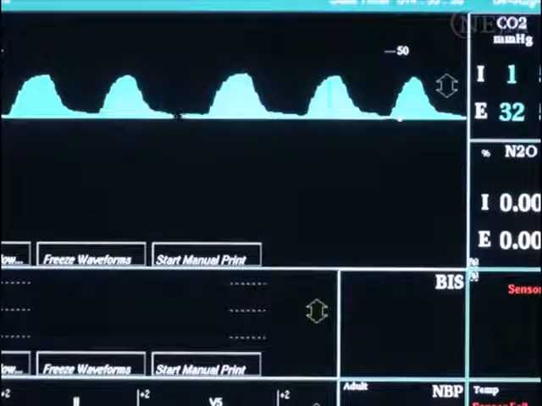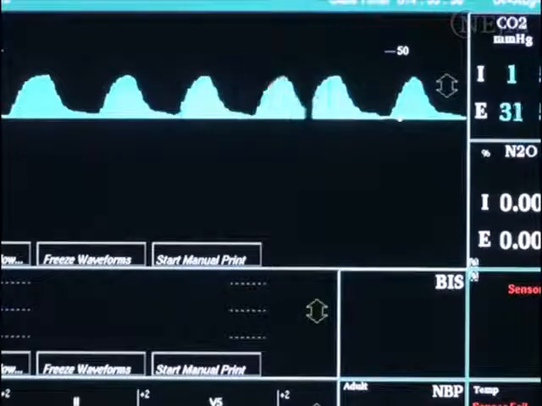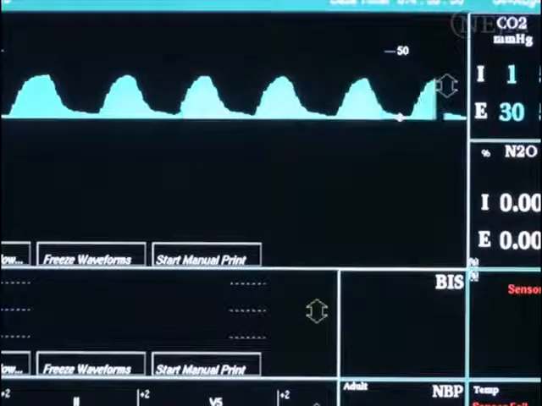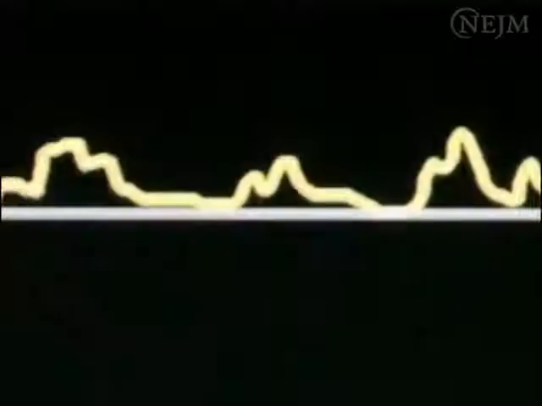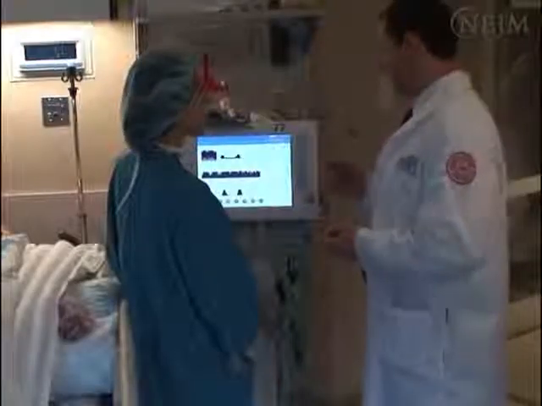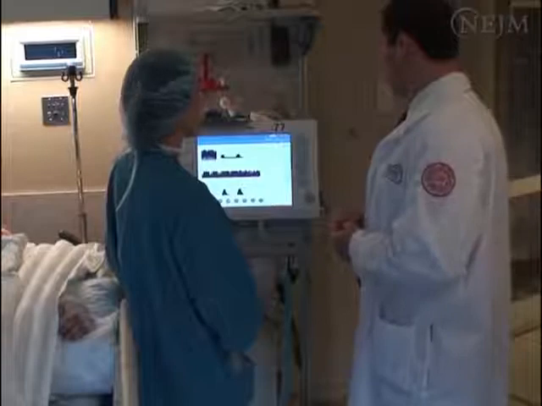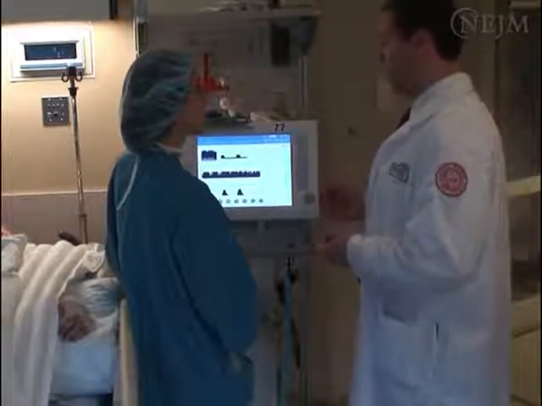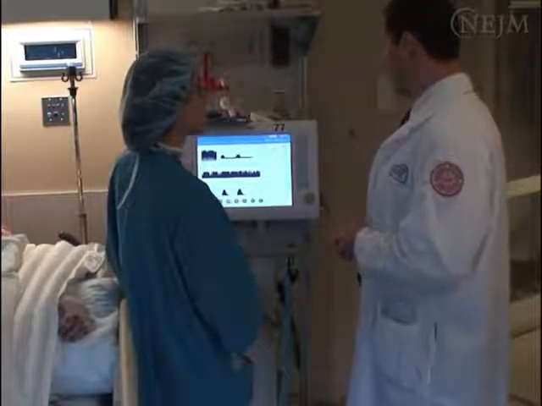When used correctly, capnography is a potentially life-saving tool. Healthcare providers need to be aware of the indications, benefits, and disadvantages of capnography and must be able to interpret the information it provides. With proper training and instruction, clinicians will find capnography to be an invaluable tool for monitoring ventilation.